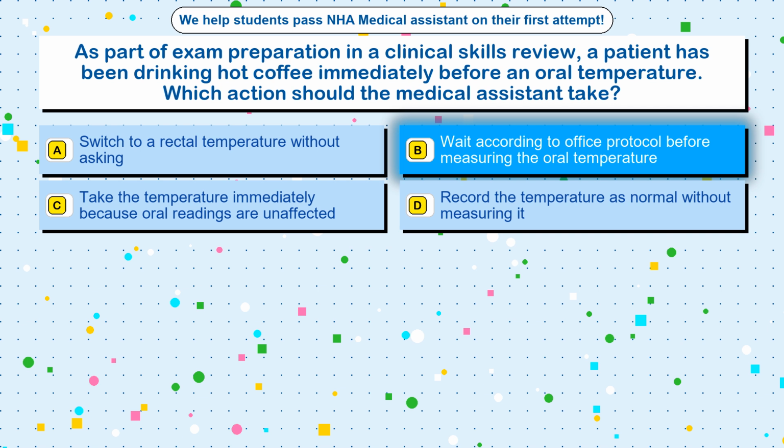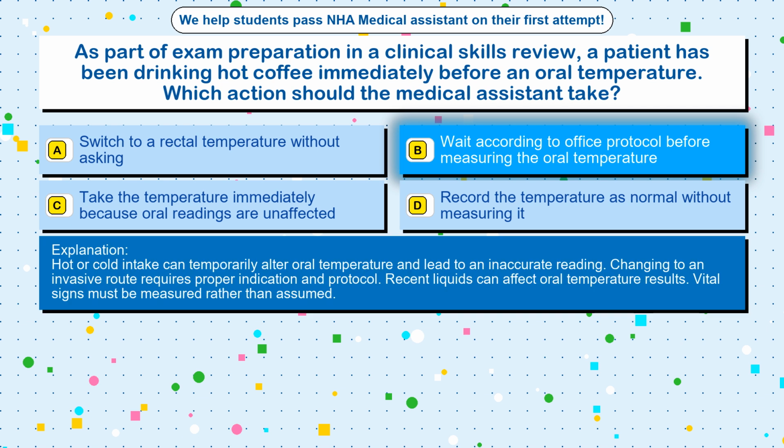Wait according to office protocol before measuring the oral temperature. Hot or cold intake can temporarily alter oral temperature and lead to an inaccurate reading. Changing to an invasive route requires proper indication and protocol. Recent liquids can affect oral temperature results. Vital signs must be measured rather than assumed.